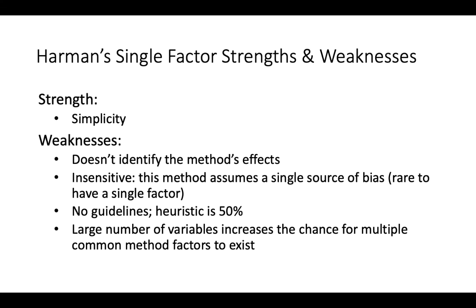So what are the strengths and weaknesses of this method? It's simple, it's very easy, but it has some weaknesses, as with a lot of other statistical analyses. It doesn't identify the method's effects. It's insensitive. The method assumes a single source of bias, and it is very rare to have a single factor. There are no guidelines; the only heuristic given here is 50%. And a large number of variables increases the chance for multiple common method factors to exist, because if you have a lot of variables, you're definitely going to see more than one factor, right?